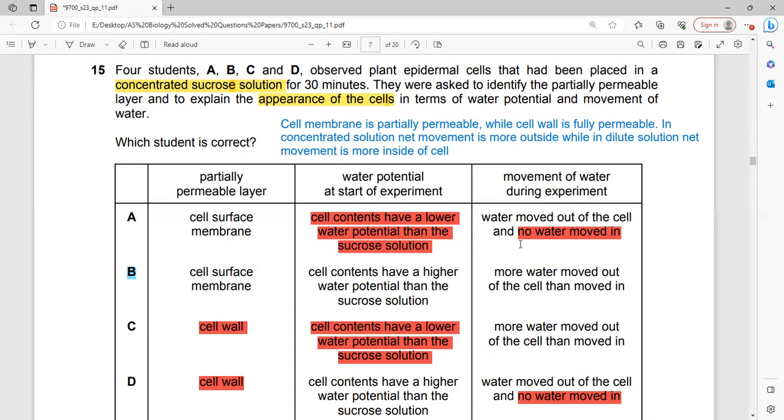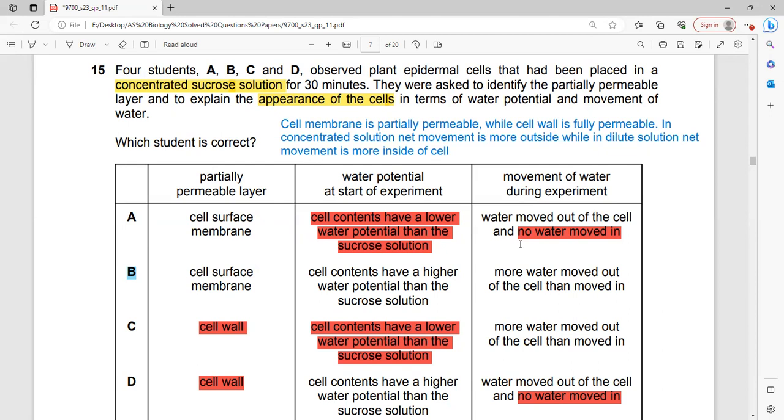But if there's a concentrated solution, more water will move from the inside to the outside of the cell. And if there's a dilute solution, more water will move from outside to inside of the cell. So according to this concept, we're going to check the partially permeable membrane. So this is the cell surface membrane. What about the cell wall? It's not partially permeable. It is fully permeable. What about the lignified cell wall? It is impermeable.